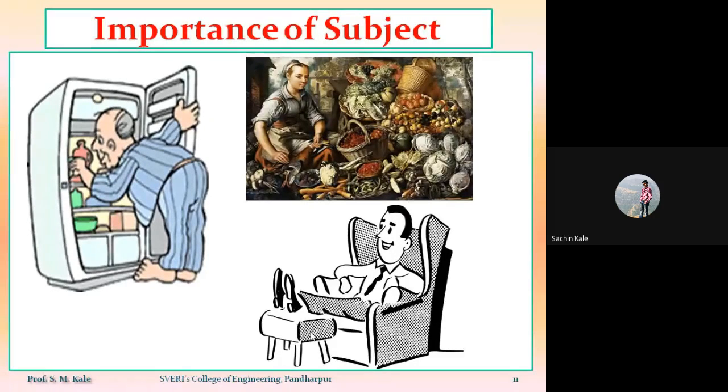Evolved means the origin of that subject has happened. So this subject is mainly evolved out of the human need of preservation of food and human comfort. Whatever this refrigeration and air conditioning subject is, it evolved out of the human need of food preservation and human comfort.